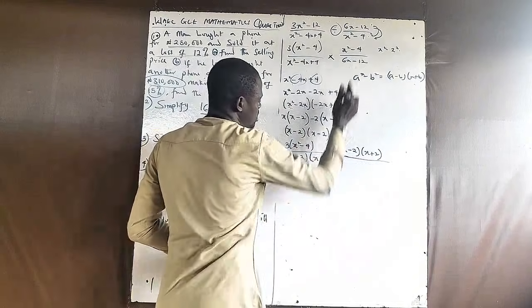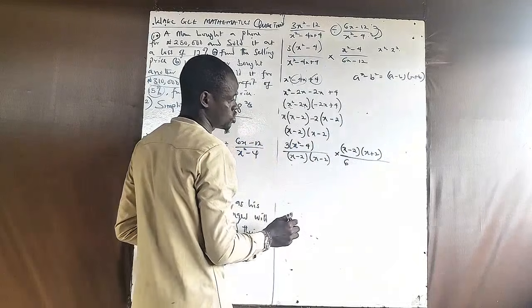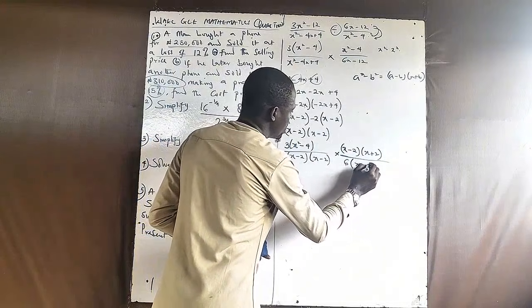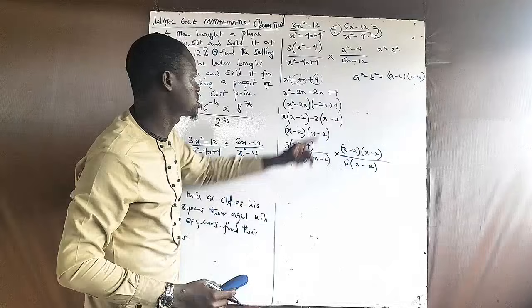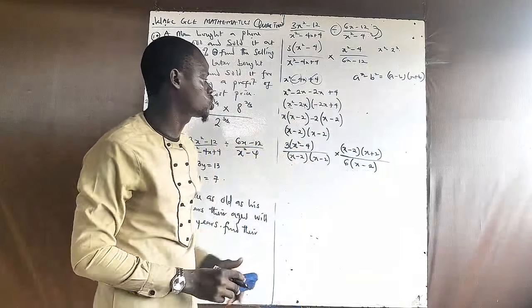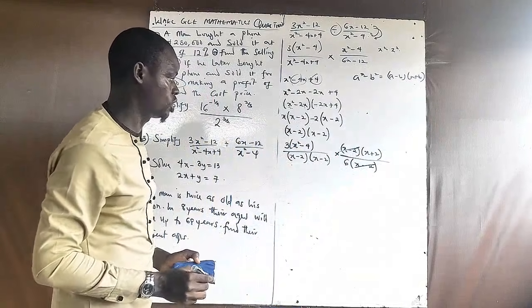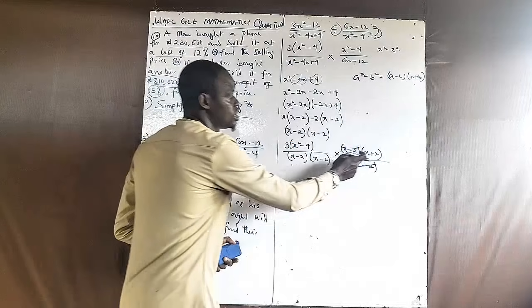Now here, what is common? I have 6 common. If I remove 6, I'll be left with s minus 2, because 6 divided by 12 will give me 2. So I can easily cancel this, and I think I'm done with that, and I'm left with only s plus 2.